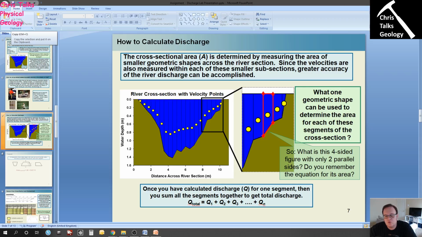So when we were discussing the discharge in the presentation, we discussed the discharge as simply working out the area by doing depth multiplied by width, weren't we? So that would be fine if your river was a perfect rectangle or square. However, most rivers aren't. So how do we actually calculate the true discharge of a river?